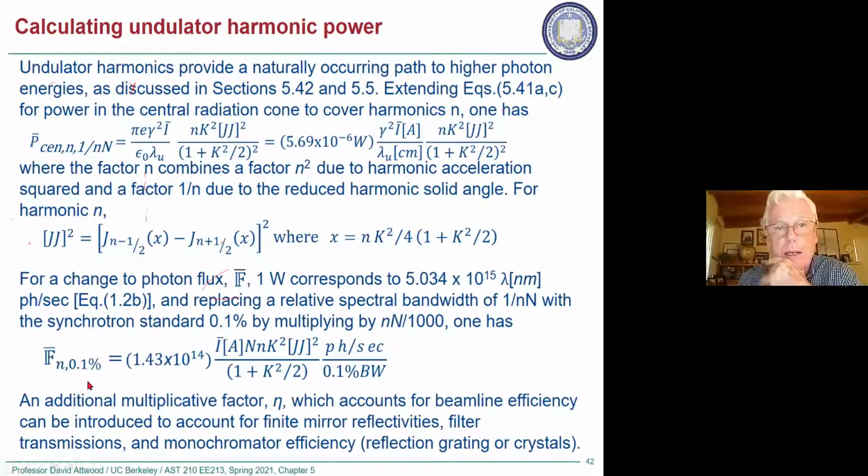But if you wanted it in photon flux, which is what the synchrotron people often present, this is just a conversion from power to photon energy, and that's all that is.